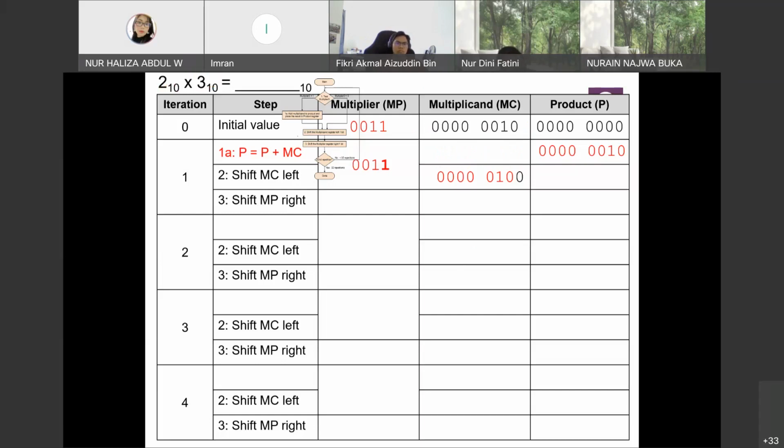Next, we have finished this step. Step number 3. We're going to shift MP here to the right. Similar thing happens. This we kick to the right. We kick it already. This one we will put to the right by one. This will be put to the right. This will be put to the right. And nothing here, we will put 0. That's why you will get 0, 1, 1, 0.